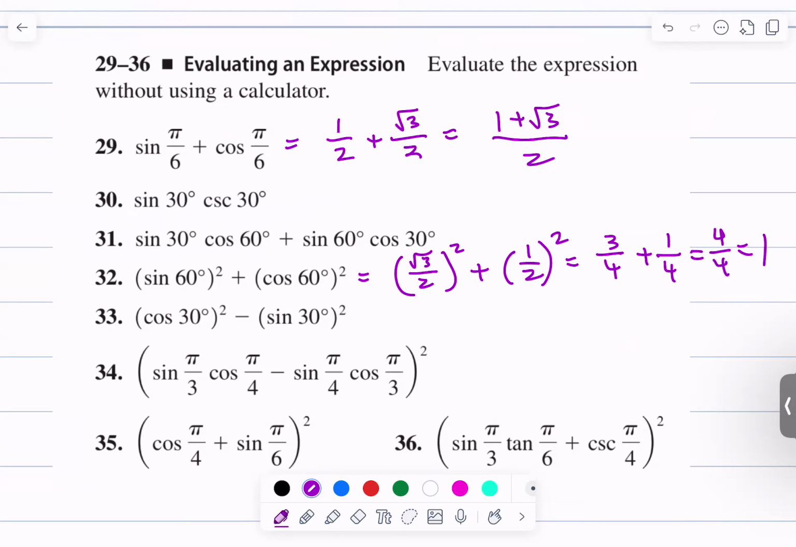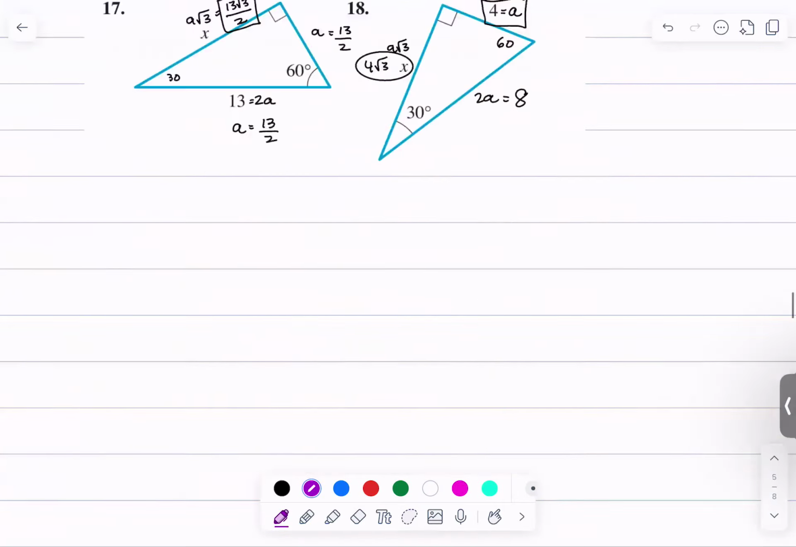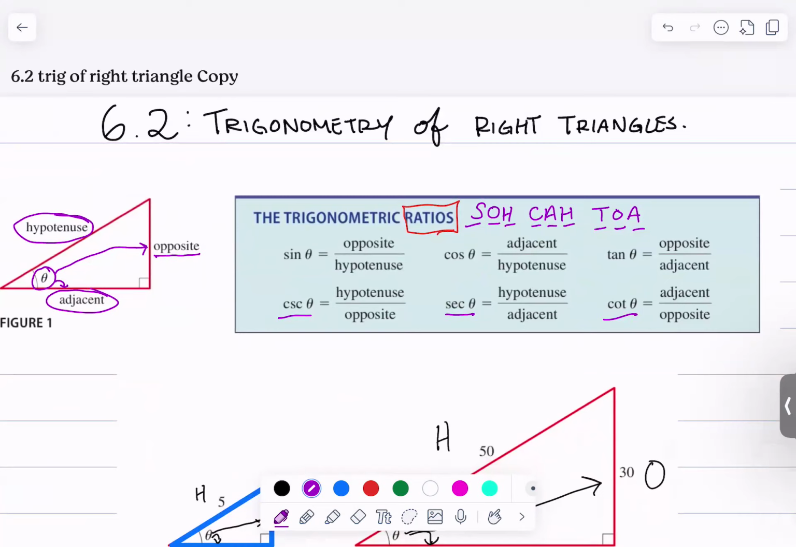So we just figure it out, plugging in the values that we know. Cool? Questions? No? That is your lesson for today, class. And that is 6.2 on the trig of right triangles.